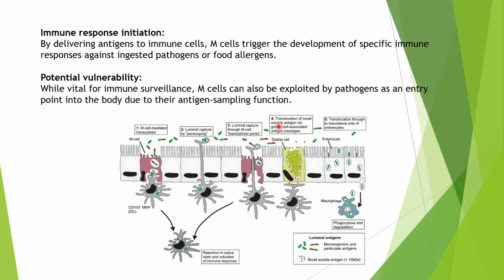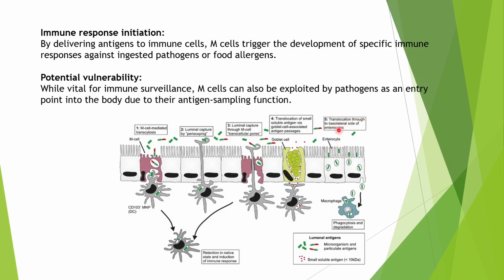Then, translocation of small soluble antigen via goblet cell associated antigen passages. Through your goblet cells also, which are present, antigens can be exposed to your dendritic cells, but these will only do it with a soluble antigen. Anything that is soluble, proteins or hormones or any secretory objects or any processed object or anything which is soluble, that can also be sent via the goblet cells.